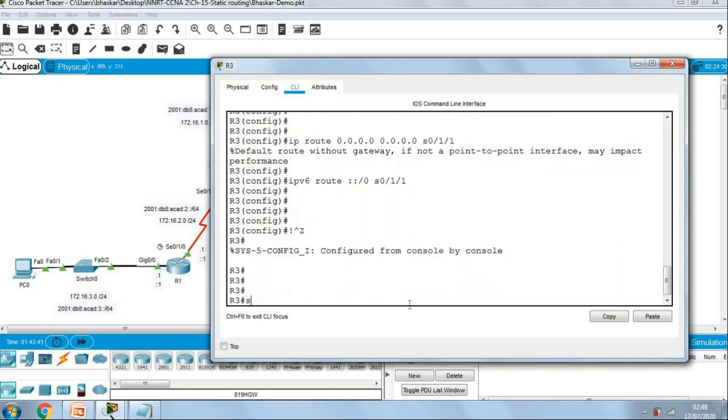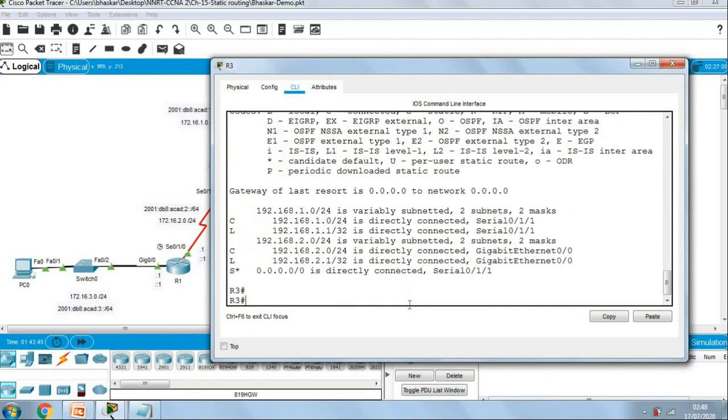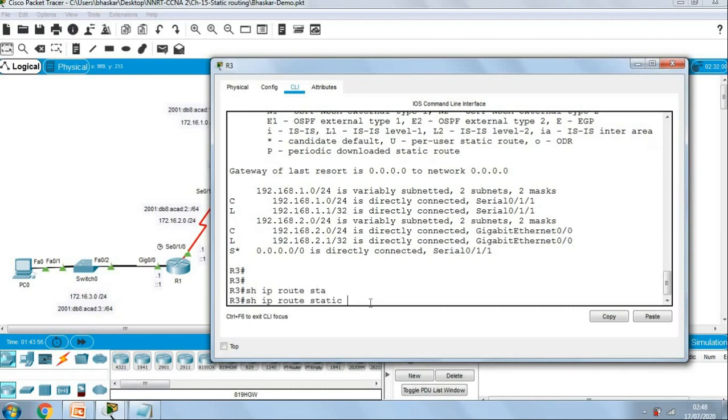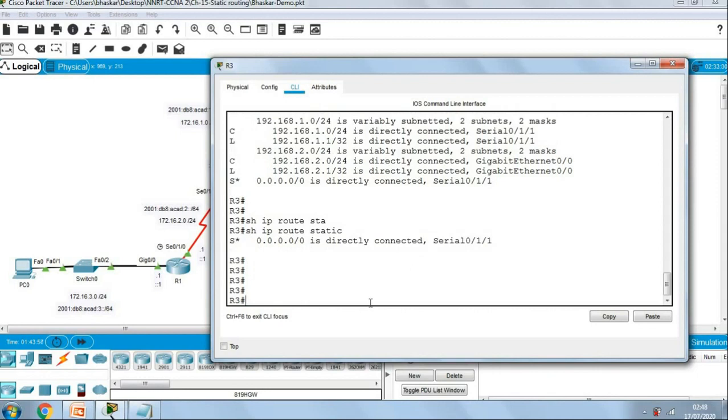I want to verify. Show ip route. Yes, it is there. One static route, because see the star mark, it is the default static route. Now verify again: show ip route static. Yes, it is there. Only one static route. This is the remote network with subnet mask value, and the exit interface is directly connected, that is the meaning, serial 0/1/0.